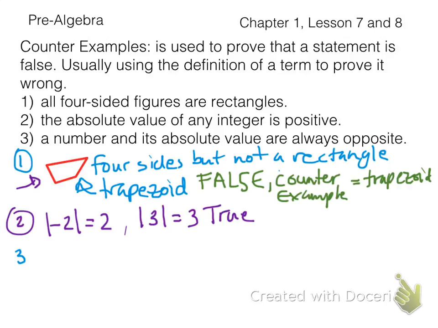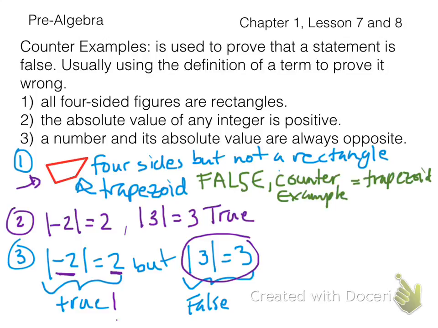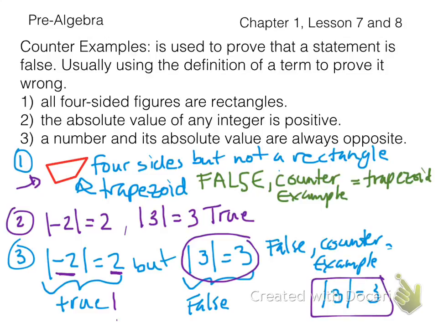So the next statement we have is: a number and its absolute value are always opposites. Well, here we have the absolute value of -2 is 2. That's true because the opposite of -2 is 2. So that makes the statement true. But what about this example? The absolute value of 3 is 3. 3 and 3 are not opposites because they're both on the same side of 0. So this is false. This example right here is actually the counterexample that makes the statement, a number and its absolute value are always opposites, a false statement. So that's false, and the counterexample is the absolute value of 3 equals 3.